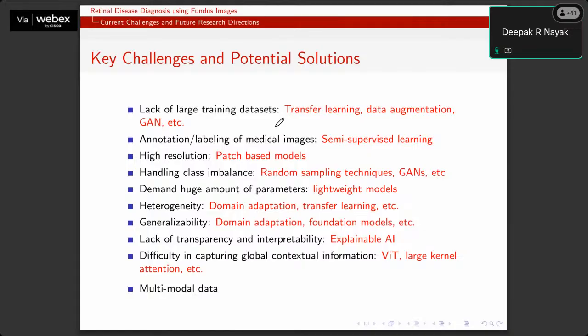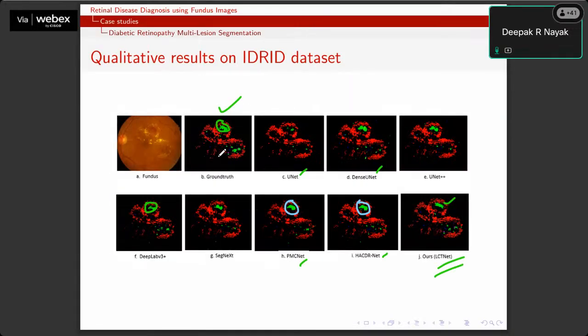Annotation and labeling, as I already mentioned, of medical images is a very difficult task. I've shown you some of the segmentation tasks, right? So annotation of these images is a bit difficult, right?